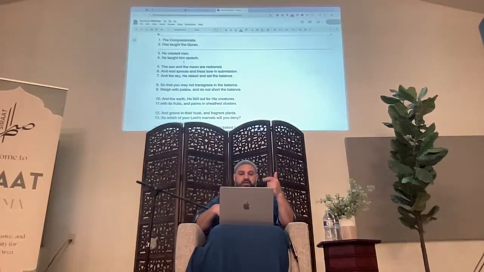The sun and the moon are reckoned, the root sprouts and trees bow in submission, and the sky He raised and set the balance, so that you may not transgress in the balance, weigh with justice, and do not short the balance. And the earth He laid out for His creatures.